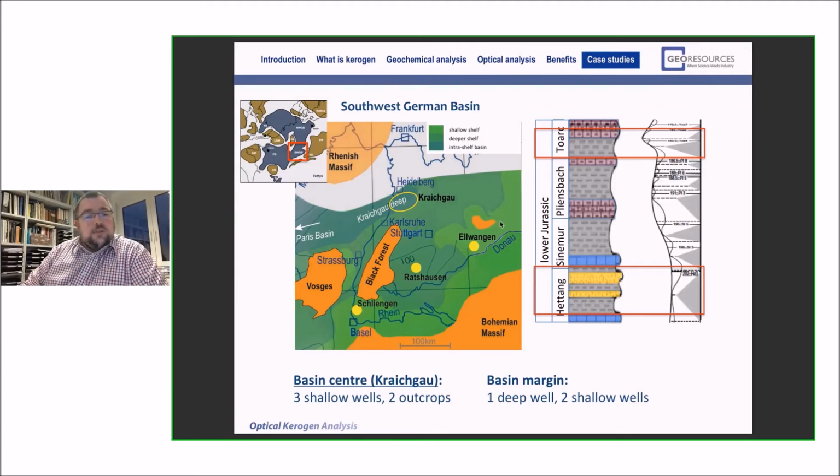We see some islands, and we see the shallow shelf, deeper shelf, and then we see sort of intra-shelf basin. And this area here, the Kraichgau area, exactly here is where I'm sitting at the moment. So directly at the margin of this Kraichgau basin. And we studied 3 wells from the marginal basin compared with outcrops and 1 well from the Kraichgau area.